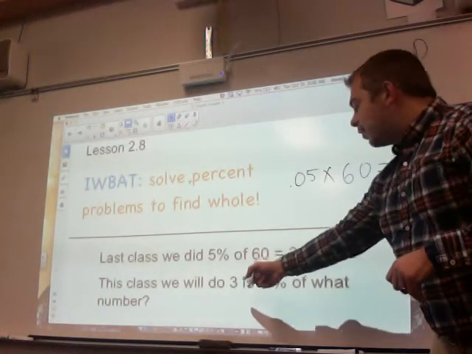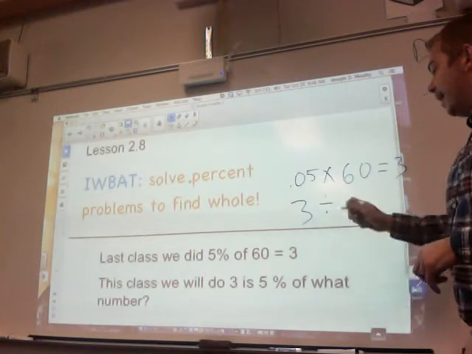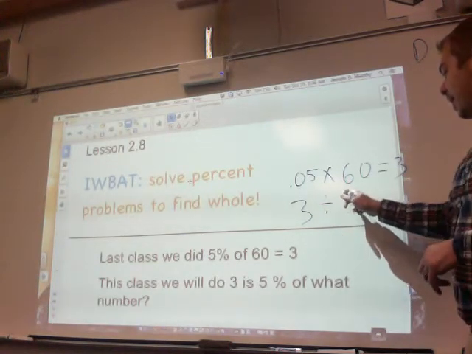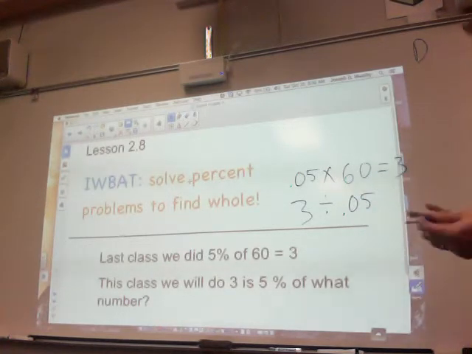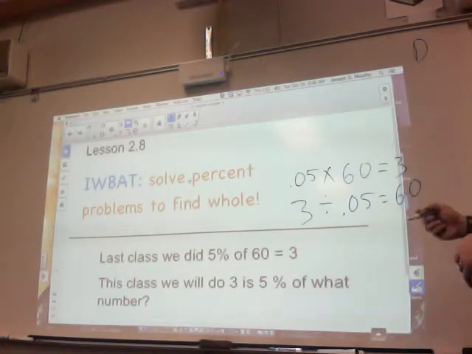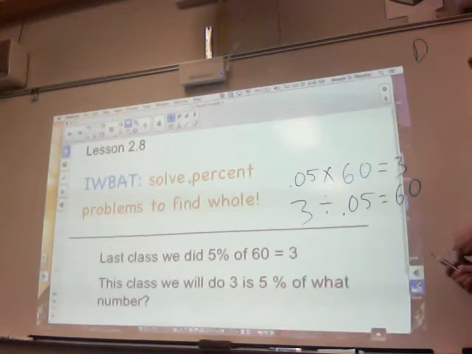So it's going to be 3 divided by 5%, which would be 0.05. And I bet you can guess what the answer will be here. We're not going to do the actual problem. It will be 60.